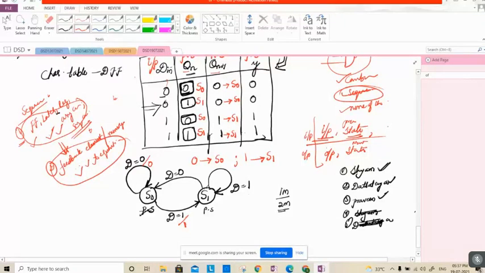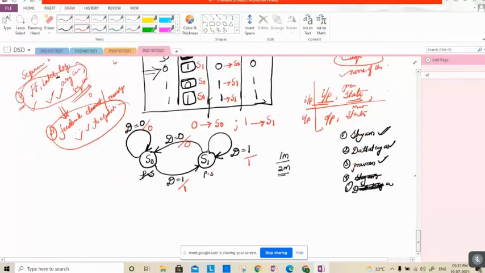Now, present in S1, input is equal to 1. What is the output? 1, sir. And what about this? This is equal to 0. Right. This is nothing but the state diagram of a D flip-flop.